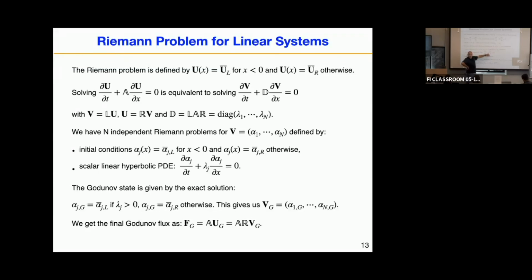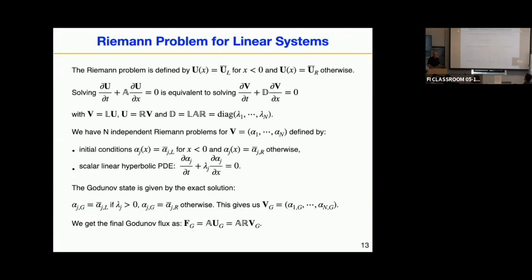It depends on the sign of lambda j. If lambda j is positive, then we take the left value. If lambda j is negative, we take the right value. That's the upwinding. Once we have the solution in the eigenvector basis, so we have the Godunov solution for the alphas, left or right depending on the sign of the lambdas, we can go back into the original basis by applying matrix R, and we get the flux. That's the trick. That's the Riemann solution for a linear system.